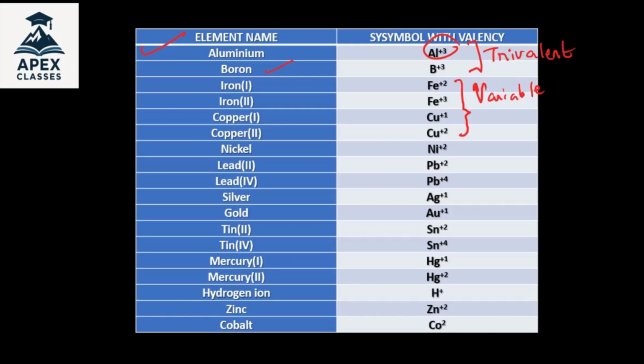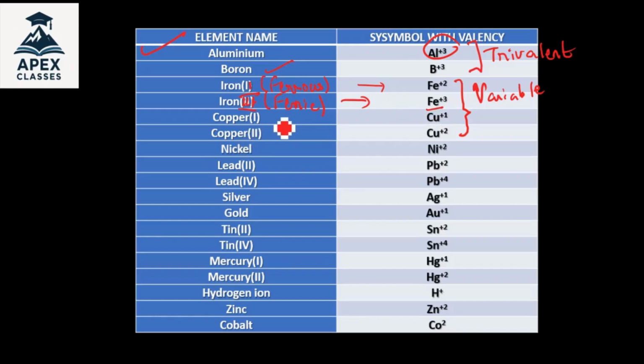Okay, for example, iron, if it shows plus 2, it is known as ferrous. Ferrous form, it is Fe plus 2. Similarly, if iron is showing plus 3, ठीक है, so it will be ferric. So ferric will be Fe plus 3 form. Correct.